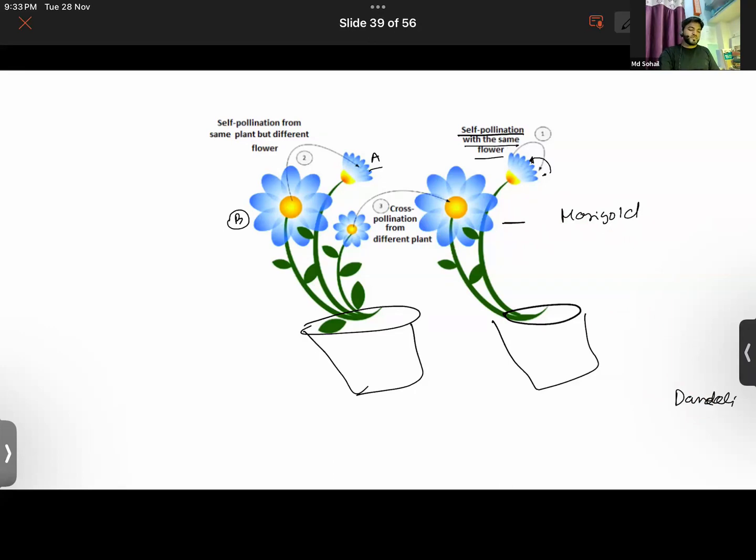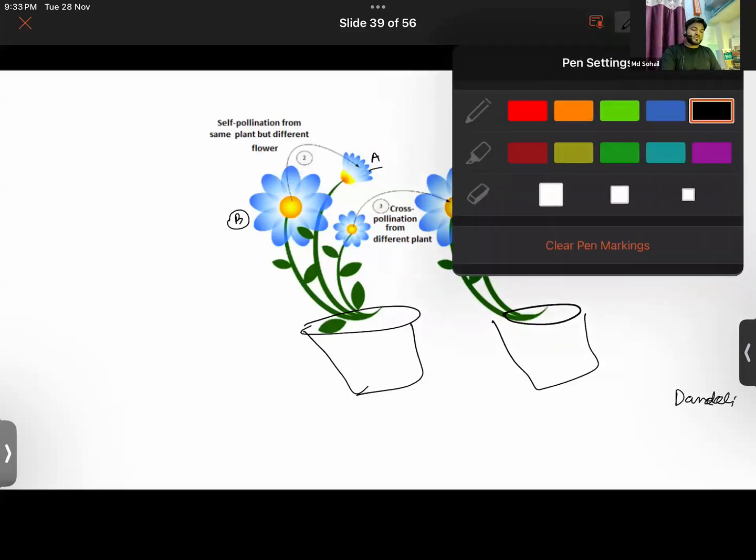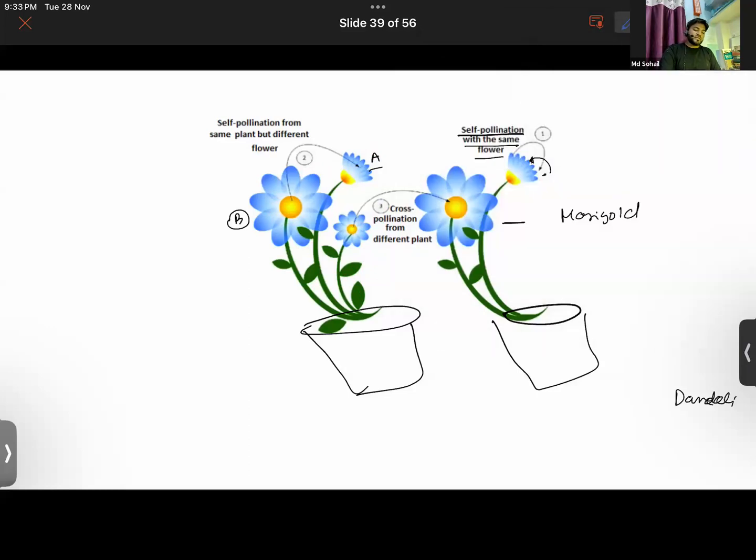Yes, I got it. So this is self pollination. It happens within the same flower or between two flowers of the same plant. If it happens between two flowers that are on two different plants, that is cross pollination. Getting it now? Yes, I got it. The two flowers here have to be similar. Similar in what manner? Genetically similar. Okay, sir. Only then the fertilization will take place.